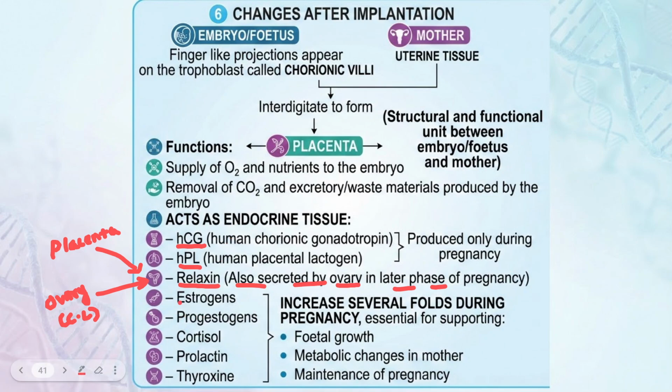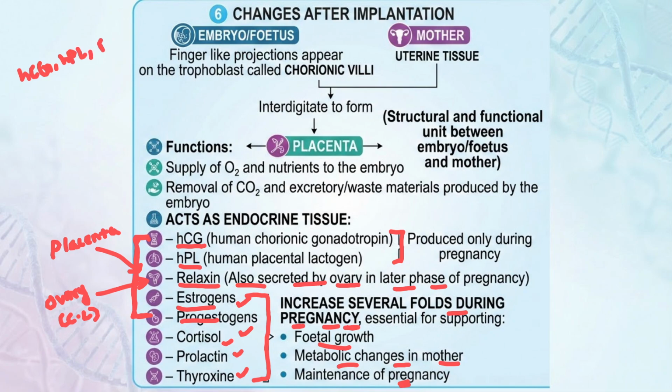Then what are the 5 hormones? These 3 hormones are produced only during pregnancy. What other hormones does the placenta produce? Estrogen and progesterone. These are the 5 hormones produced by the placenta. And these are the 5 hormones present in increased several folds during pregnancy. During pregnancy, these 5 hormones will be higher in the mother's blood. Why are they higher? It is essential for fetal growth, metabolic changes in the mother as well as maintenance of pregnancy. We need to know these. This is very very important. Those produced by the placenta are HCG, HPL, relaxin, estrogen, progesterone.